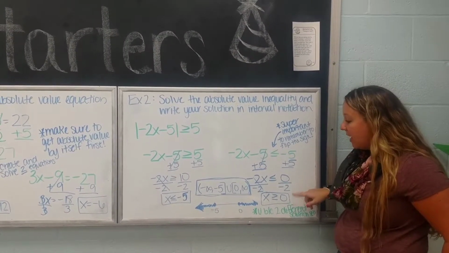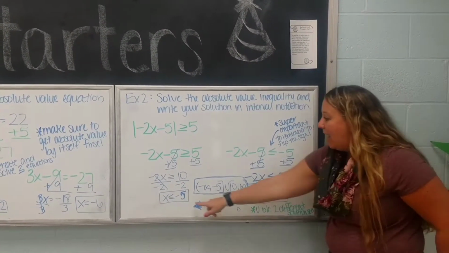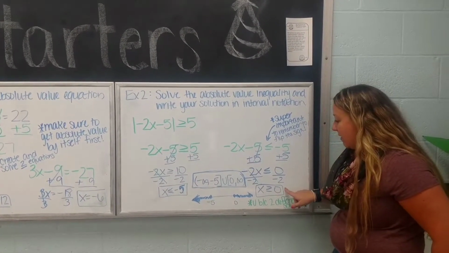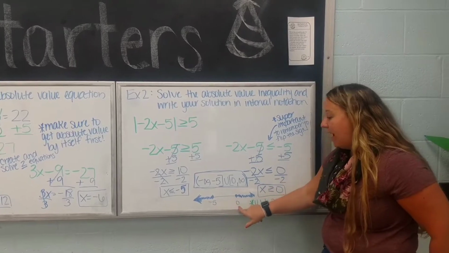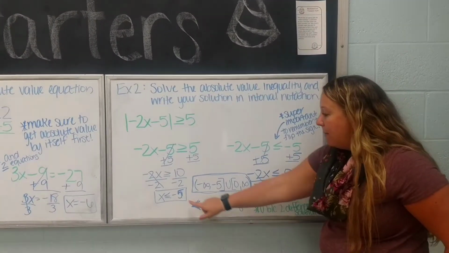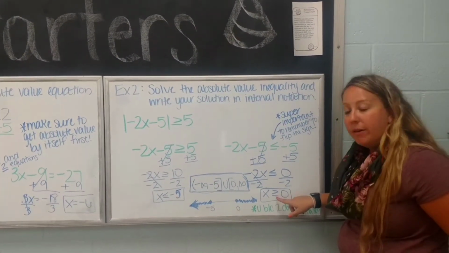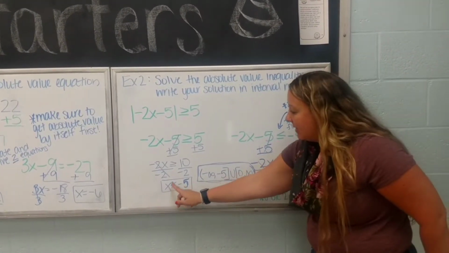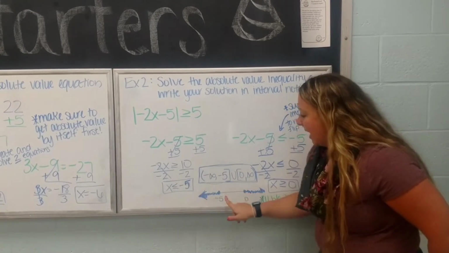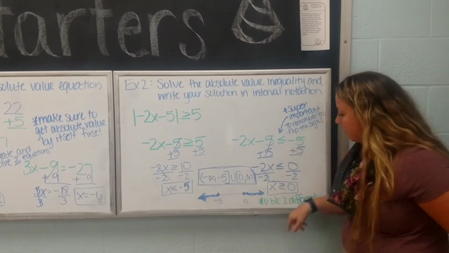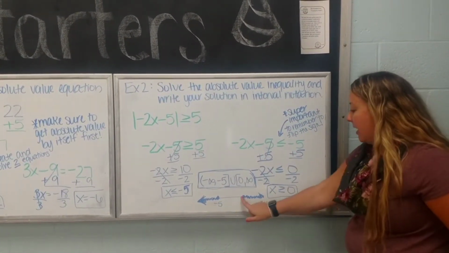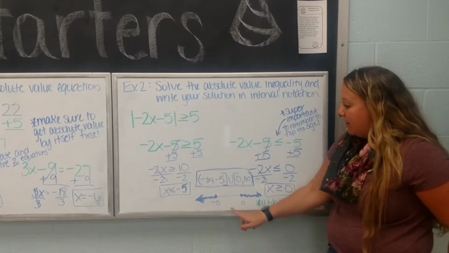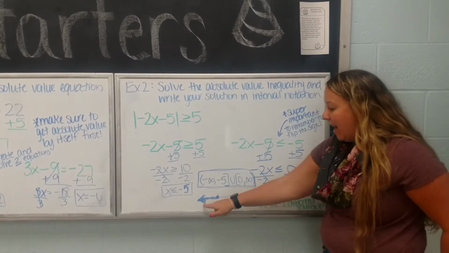On my number line, I have my two solutions: x is less than or equal to negative 5, and x is greater than or equal to 0. So I put negative 5 and 0 on my number line. Because it's less than or equal to and greater than or equal to, I have closed circles on the number line. Then x is less than or equal to negative 5, the arrow points that way, so I shade in this way. And x is greater than or equal to 0, the arrow points this way, so I shade in this way.